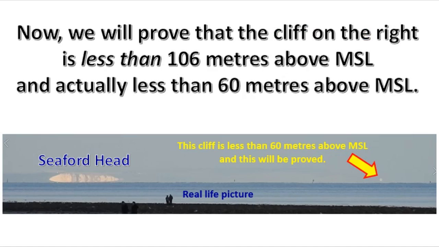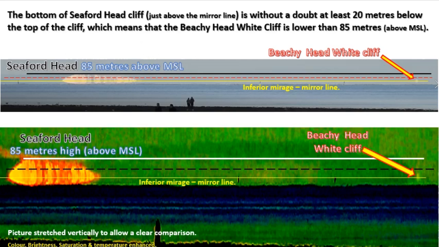Now we will prove that the cliff on the right is less than 106 meters above mean sea level and actually less than 60 meters above mean sea level. The bottom of Seaford Head Cliff, just above the mirror line, is without a doubt at least 20 meters below the top of the cliff, which means that the Beachy Head White Cliff is lower than 85 meters above mean sea level.